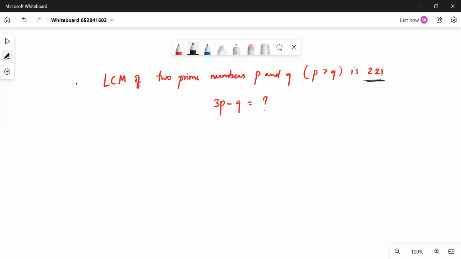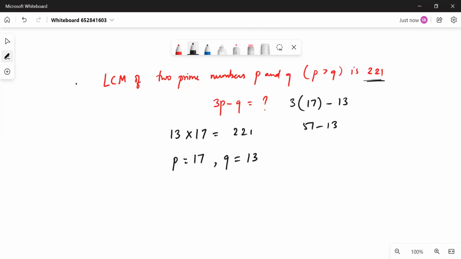Two prime numbers are there, sir. If you multiply them, you should get 221, correct? 13 into 17 will give you 221. P value should be greater, so P value will be 17 and Q value will be 13. So what is the value of 3P minus Q? 51 minus 13. You will get 38, sir. Clear?